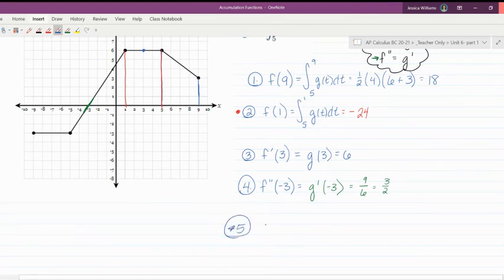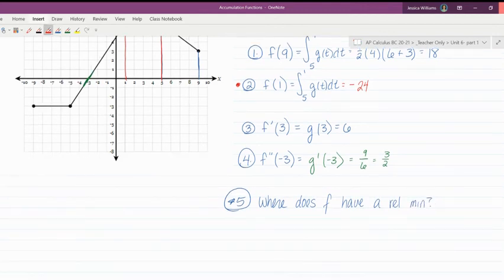where does f have a rel min? And now you have to go back to all of your vocabulary. So they want f to have a rel min. Well, I know the definition of a relative min is when f prime, its derivative, changes from negative to positive.